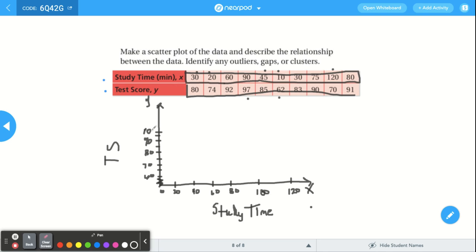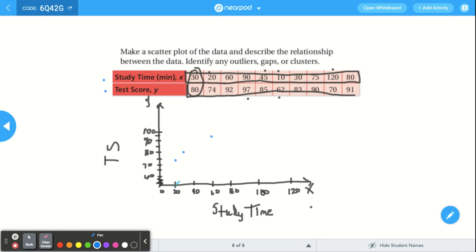All right. So now that I have my scatter plot ready to go, I can start plotting these points. So this right here would be 30 minutes and a score of 80. I'm going to use a different marker. So go over to 30, which is about right here, then go up to 80. Then the next person was 20 and 74. So 20, 74. 60 and 92. So some of you got 60 minutes. Go up to 92.